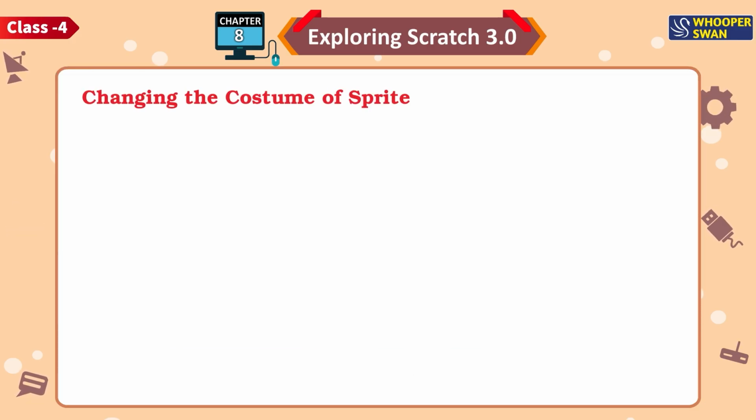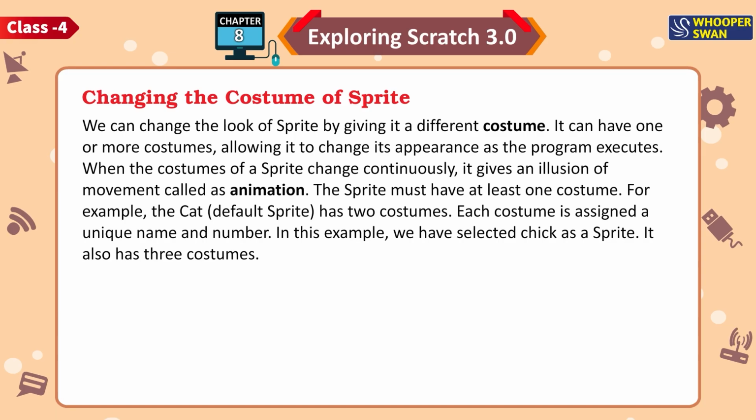Changing the costume of sprite. We can change the look of sprite by giving it a different costume. It can have one or more costumes, allowing it to change its appearance as the program executes. When the costumes of a sprite change continuously, it gives an illusion of movement called animation.